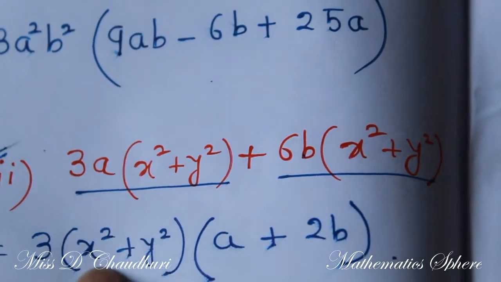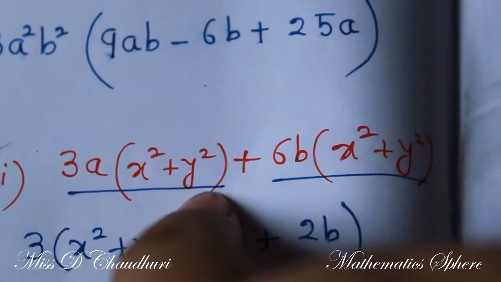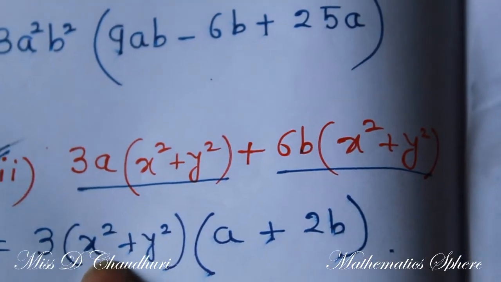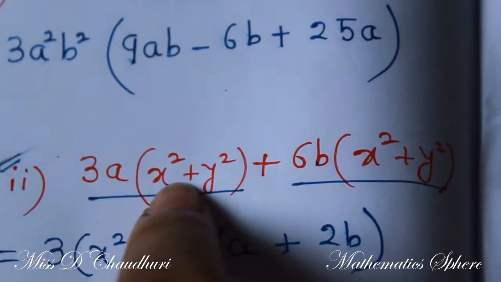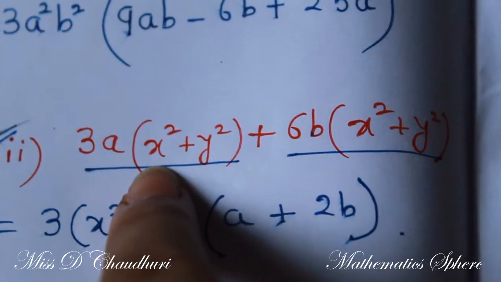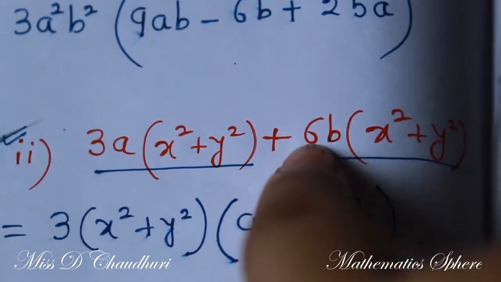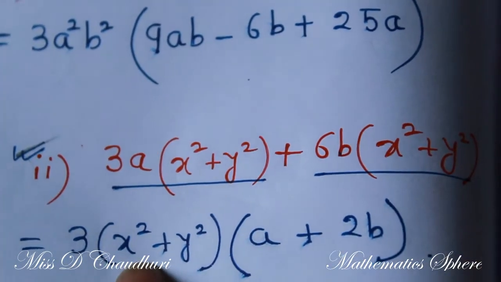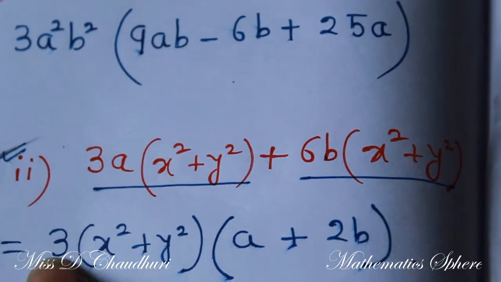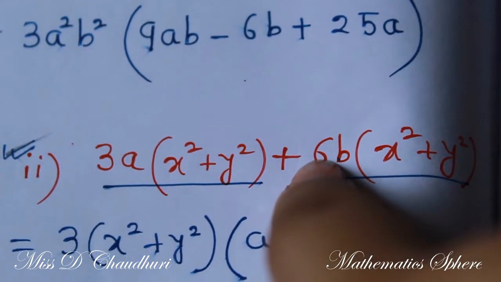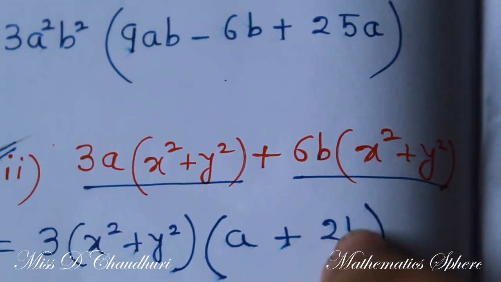So you take this one also as common, means 3 came out of the bracket, and x square plus y square from here also, and from here also, it came out of the bracket. Now inside the new bracket what will remain? Out of these terms, 3 has gone, x square plus y square has gone, so only a will remain, plus out of this x square plus y square is already gone, and from 6b 3 has gone, so 2 3s are 6, so 2 will be remaining here and the b will remain here.